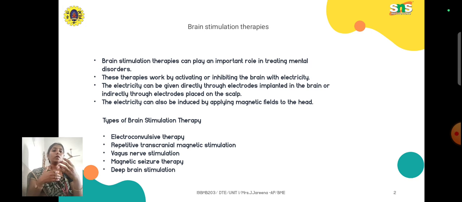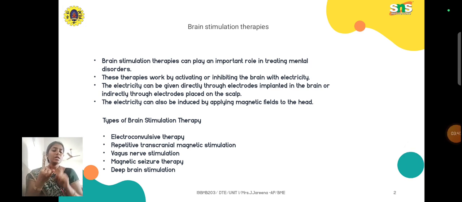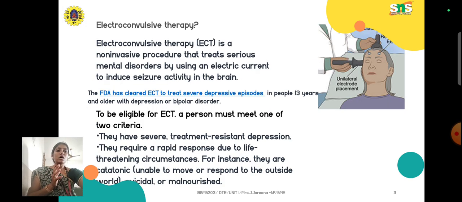There are different types of brain stimulation therapy. One is electroconvulsive therapy, second is repetitive transcranial magnetic stimulation, and third is vagus nerve stimulation. Fourth is magnetic seizure therapy, and the last one is deep brain stimulation. So these are the major classifications of brain stimulation. Next we will see them one by one in detail.